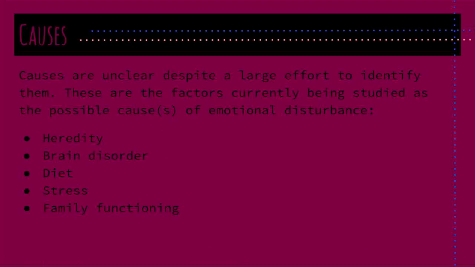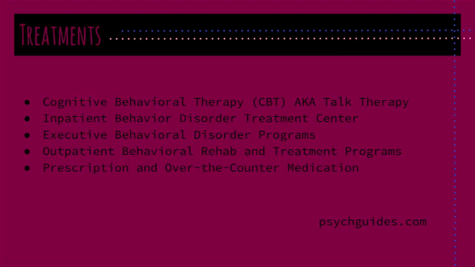As for causes, scientists are pretty unclear despite a huge effort to identify what the causes are. What we have listed here are the factors that are currently being studied as the possible causes of emotional disturbance. And that would be heredity, brain disorder, diet, stress, and family functioning, but none have been proven to be causes of emotional disturbance. So treatments, we'll just look at a couple here. Talk therapy is a big one. Inpatient behavior disorder treatment centers that they can go to, other rehab and treatment programs, and also medication can be looked into.